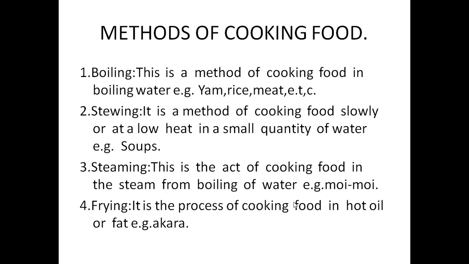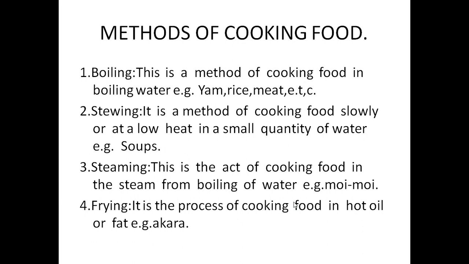Now let's look at methods of cooking food. There are different methods of cooking. When you say method of cooking food, that is different ways you can cook your food. The first one is boiling. For example, you have your rice in boiling water. Boiling has to do with cooking in boiling water at 100 degrees centigrade, boiling point. Then stewing is a method of cooking food slowly or at a low heat in a small quantity of water. For example, your soup and so on.